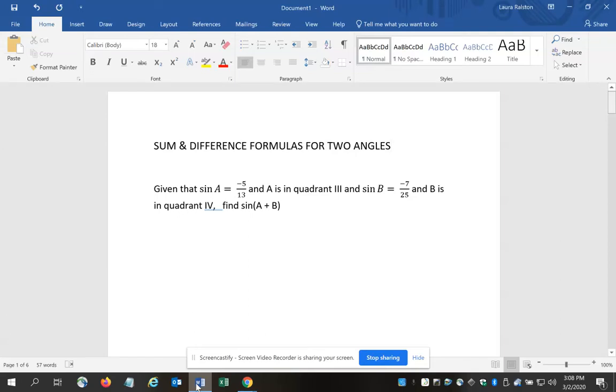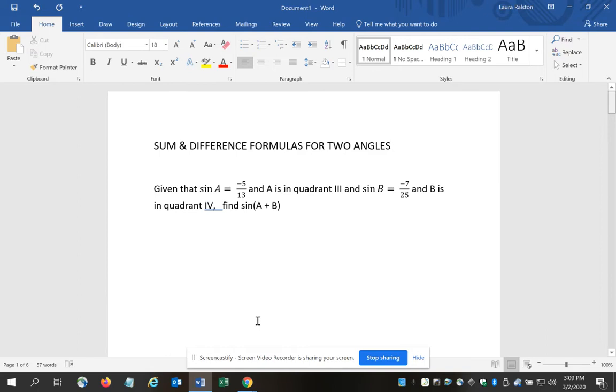In this video, we're going to take a look at the sum and difference formulas for two angles within trigonometry. And I've noticed that there are two different ways that these particular problems are presented. So we're going to take a look at the two different ways that you might see them in your homework assignment.